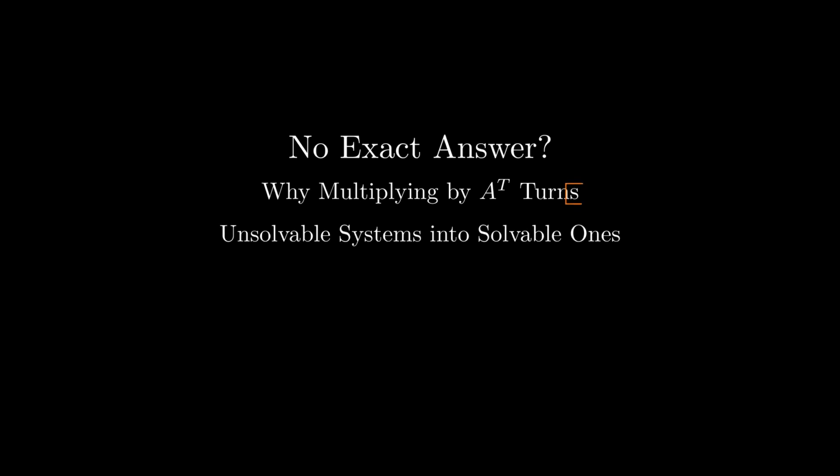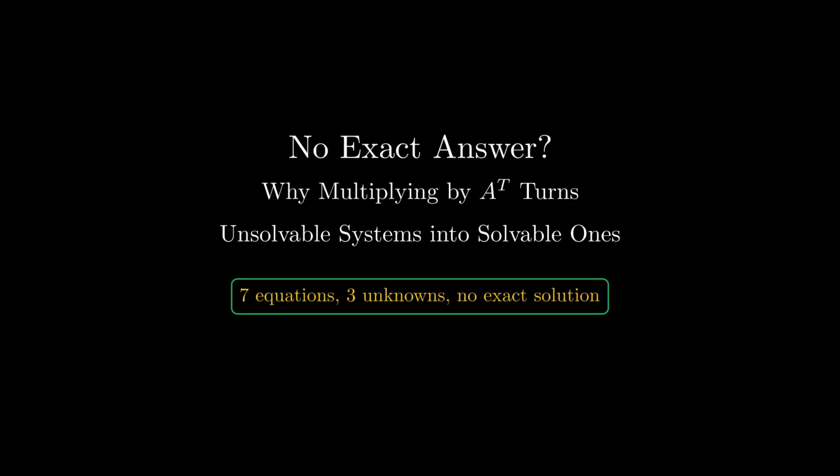Today, we'll see how multiplying by a single matrix transforms an impossible system into one with a unique best answer. To understand how, let's start with what no solution looks like. Consider a system Ax equals b, where A is a 3x2 matrix and b is a vector in R3. A has 2 columns, so Ax produces linear combinations of those 2 columns.